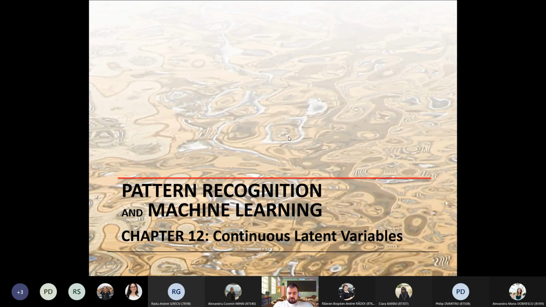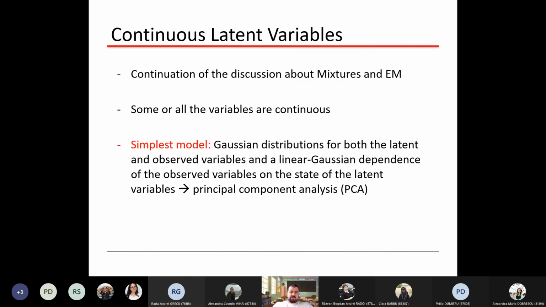Okay, so hello. Today we'll be talking about continuous latent variables. It's a continuation of the discussion that you had last time with Trajan about mixtures and expectation maximization algorithm. And in what we'll be talking about today, at least some of the variables will be continuous.